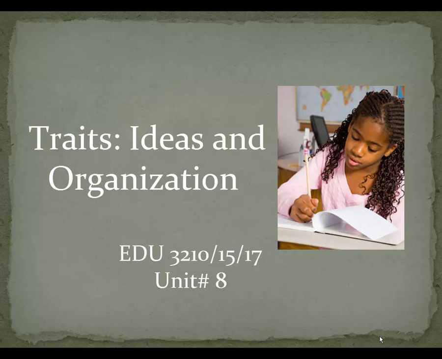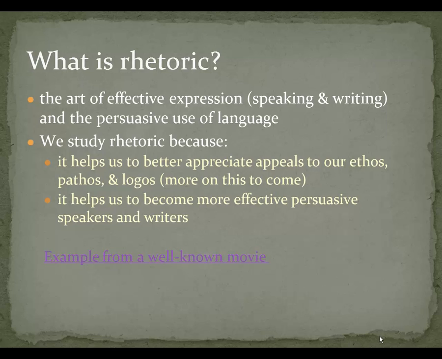Welcome to Unit 8, Traits for Ideas and Organization in Writing. The first of which we're going to talk about is rhetoric, the art of expression used in an effective way to persuade somebody through the use of your language. You use that in order to better appreciate certain appeals. These include ethos, pathos, and logos, which we'll talk about momentarily. And it also helps us to become more effective persuaders.